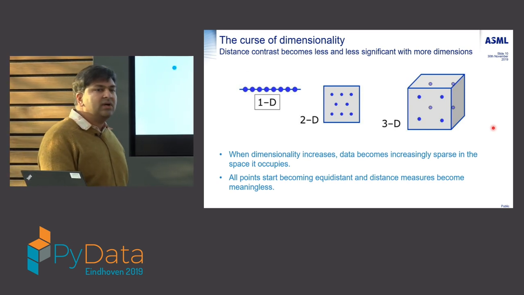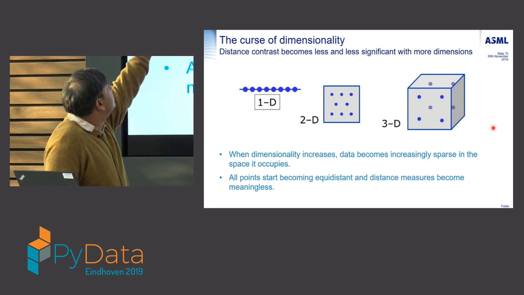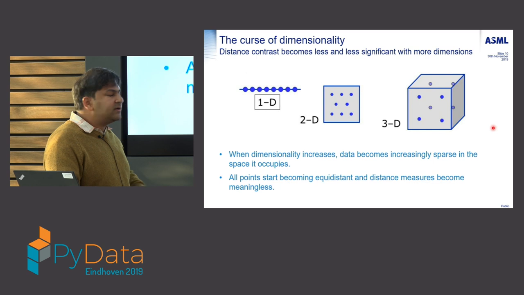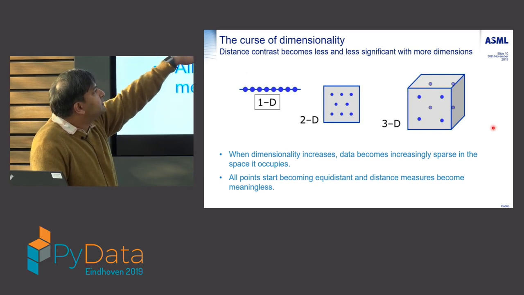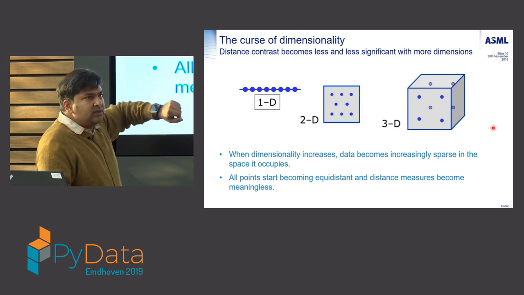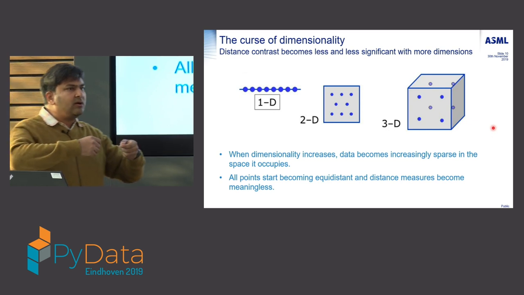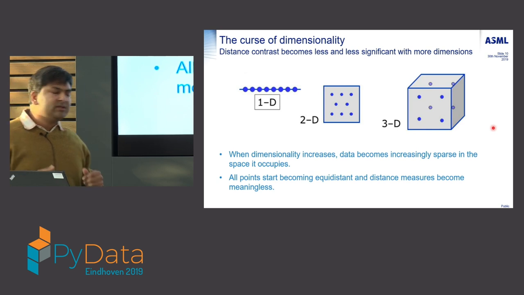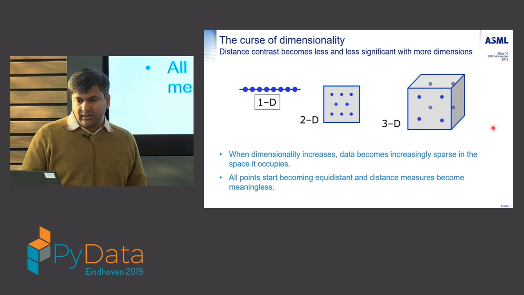The second is that if you start looking at the ratios of distances between these points, so let's say you focus on the distance to the first 2 points and the distance between the end points, that ratio is very different in 1D compared to that ratio in higher dimensions, right? What happens is that in higher dimensions, almost all the distances become kind of similar, and therefore these distance measures start losing their meaning. And this is referred to as the curse of dimensionality.